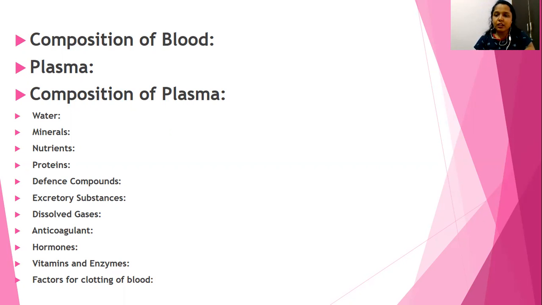And as I said, the composition of the blood comprises plasma and cells. The plasma is slightly alkaline, and 55% of the blood is composed of plasma. When it comes to the color of the plasma, it is a yellow, transparent, and clear fluid. Plasma comprises various components. These are the components which are there in the plasma. We'll discuss them in detail.